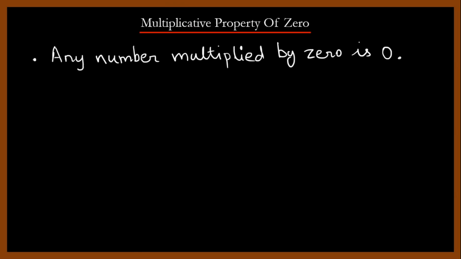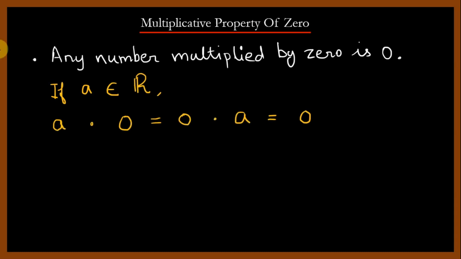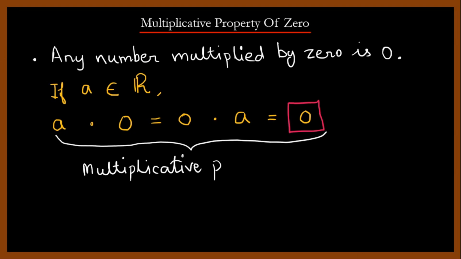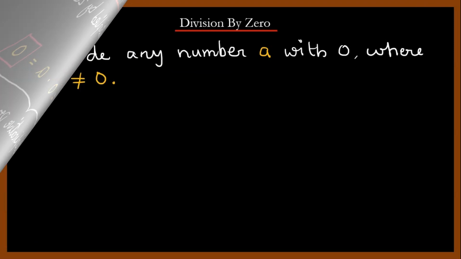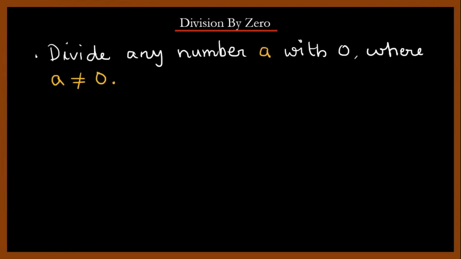The multiplicative property of 0 states that anything multiplied with 0 is 0. So I am going to use this property to prove all other properties of 0 in this video. So if a is a real number, then a multiplied by 0 is equal to 0 multiplied by a equal to 0. That is multiplicative property of 0. Division of 0 is a property of dividing any number a with 0 where a is not equal to 0.